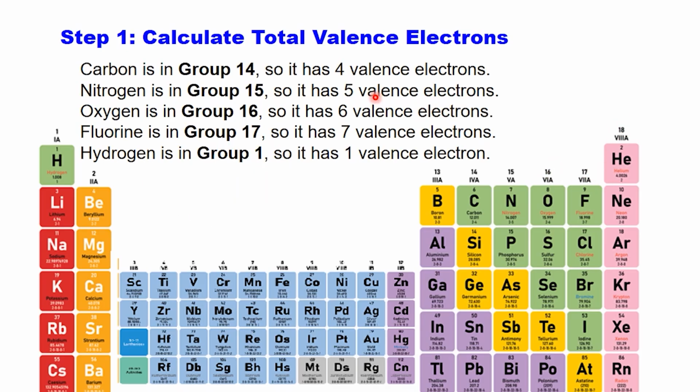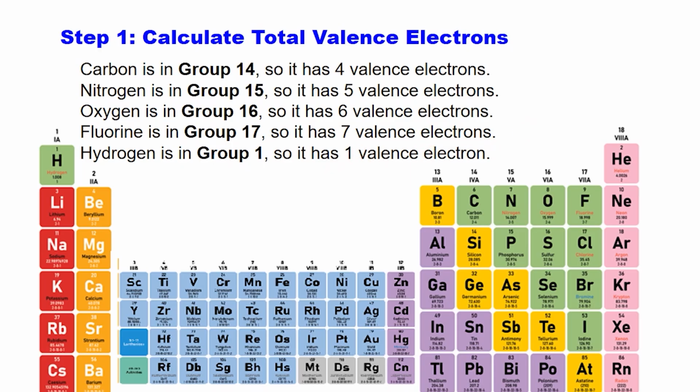For example, carbon is in group 14, so it has 4 valence electrons. Nitrogen is in group 15, giving it 5 valence electrons. Oxygen is in group 16, contributing 6 valence electrons. Fluorine is in group 17, giving 7 valence electrons. Hydrogen is in group 1, contributing 1 valence electron.